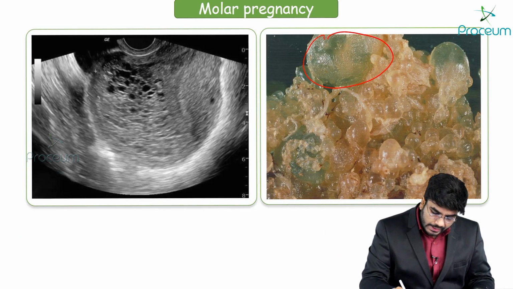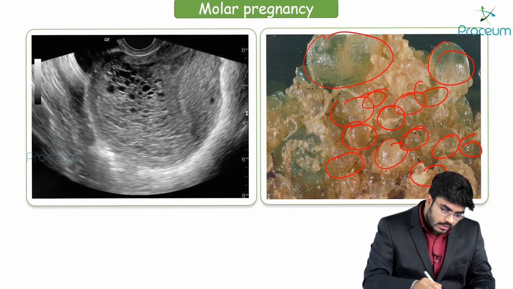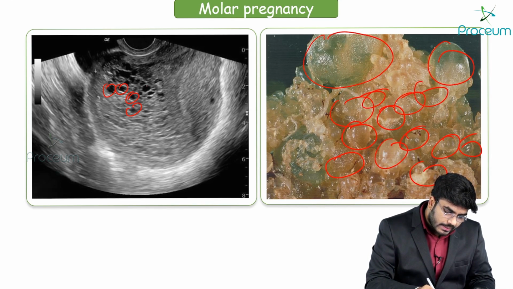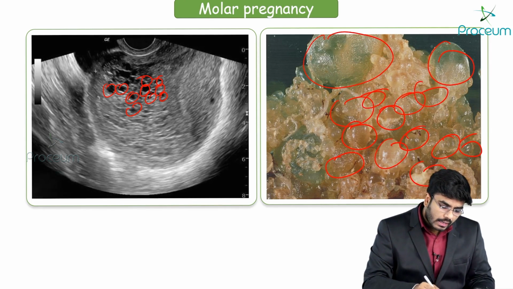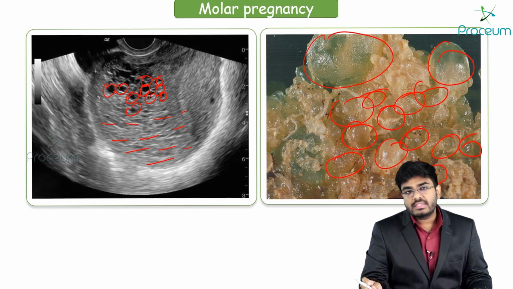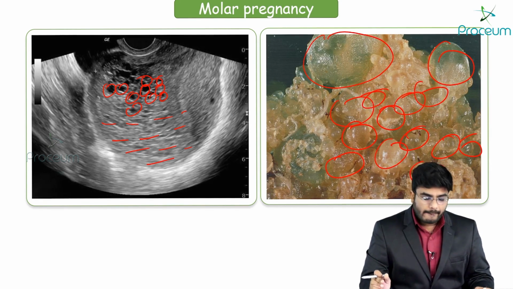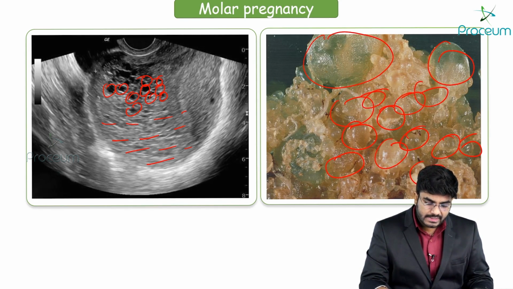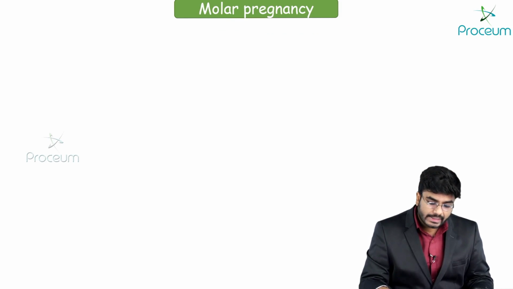Now let's see how the snowstorm appearance looks. These are the grape-like vesicles, trophoblastic tissue which is abnormally proliferating in complete mole. So it looks like a snowstorm appearance or honeycombing appearance on transvaginal ultrasonography. If you do TVS, snowstorm or honeycombing appearance will be seen in complete mole. Complete mole is also known as hydatidiform mole. I just want you to know that.